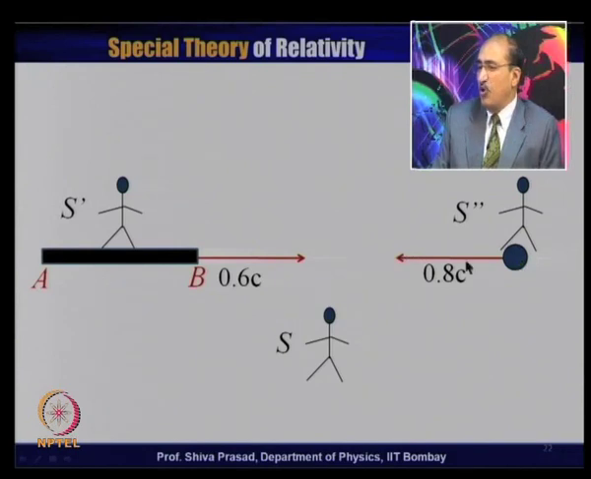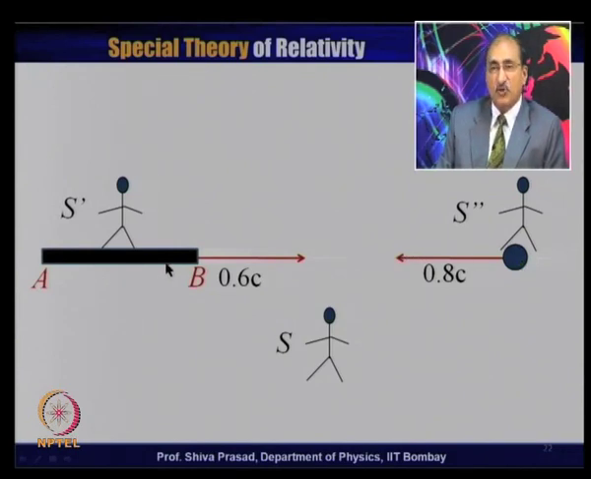So, let us assume that this particular particle is slightly displaced with respect to this rod. So, it is not really hitting it. So, this particle can go over and cross this rod. And my question is, how much time would this particle take to cross this rod?